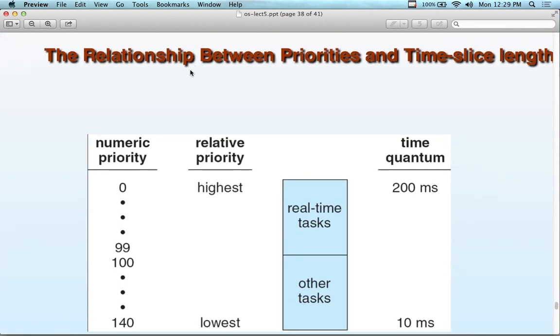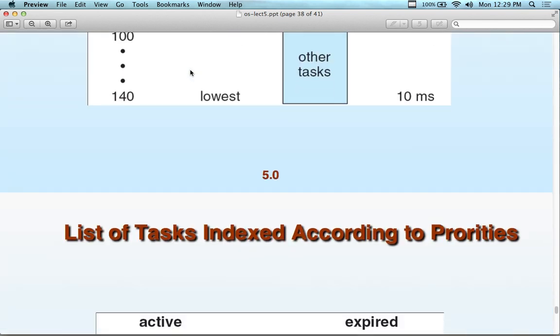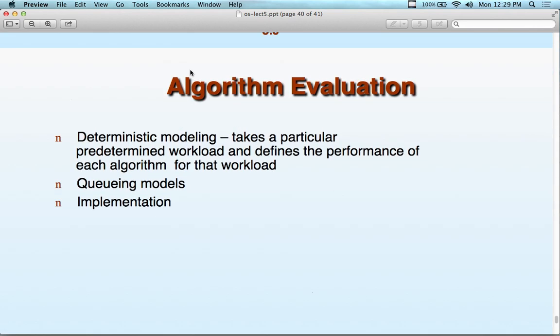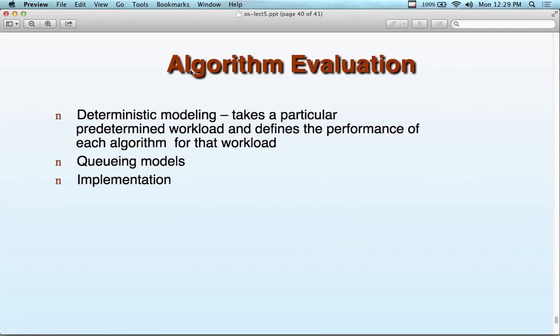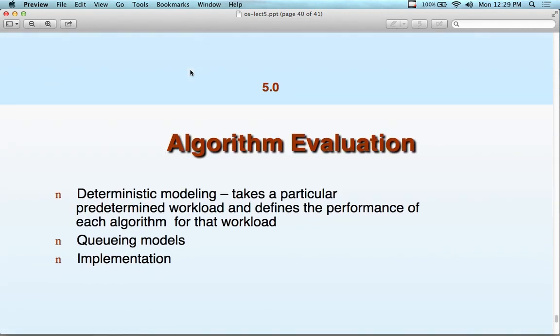All right, relationship between priorities and time slice. Depends on the configuration. A lot of this stuff is kind of dated, so I'm going to skip through it. Algorithm evaluation, deterministic modeling might take place. Queuing models come up. Implementation details come up in terms of this category. You don't have to know the algorithm evaluation for this course. What you want to be familiar with are some of the techniques that have been tried and used in terms of CPU scheduling and the criteria that I gave you in terms of how to compare the CPU schedulers.